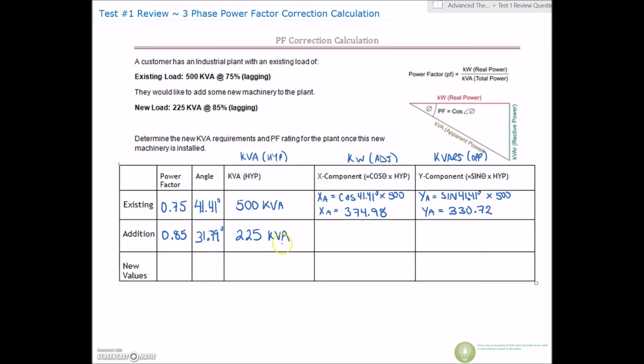Beautiful. For the next one, we're going to find the x and the y components for our second vector. So x of B is equal to the cos of 31.79 degrees, which we're going to multiply by 225. And for our y component for our second vector, we're going to do the sine of 31.79 degrees, multiplied by 225 kVA.